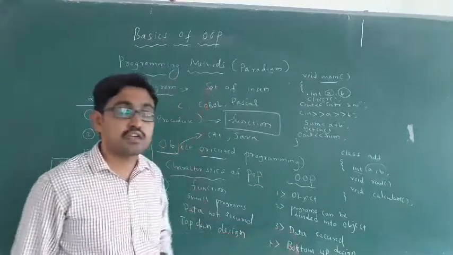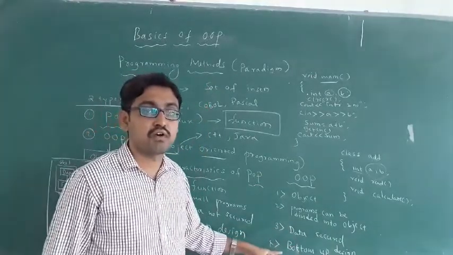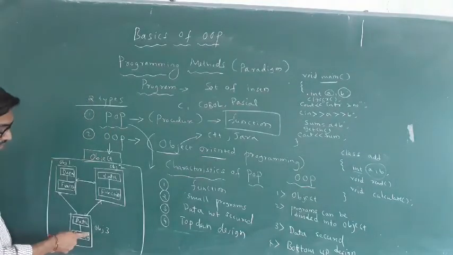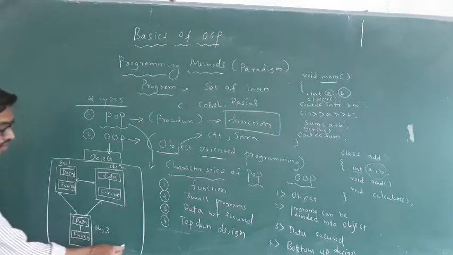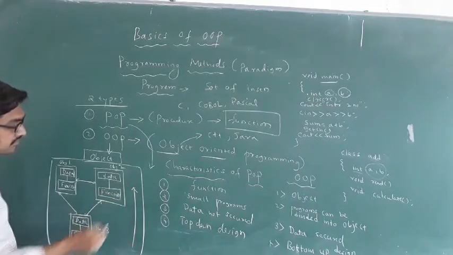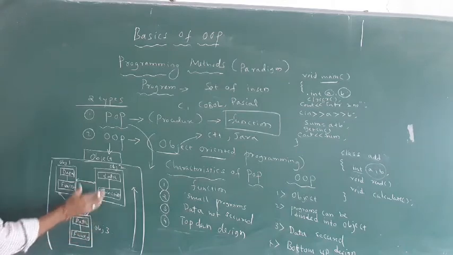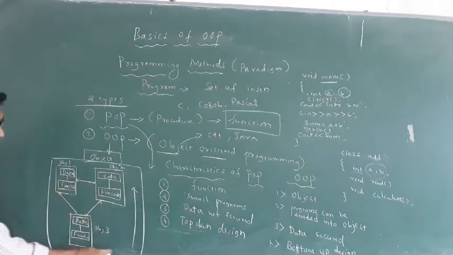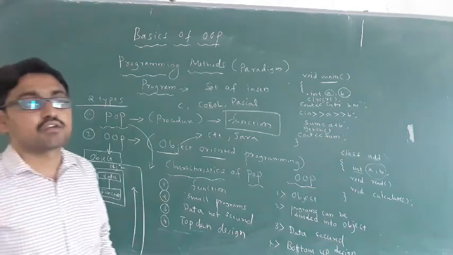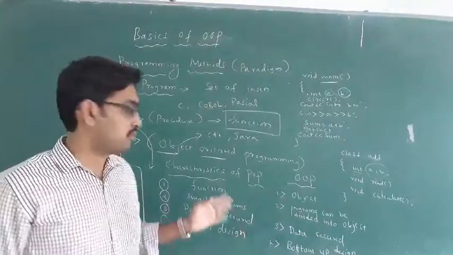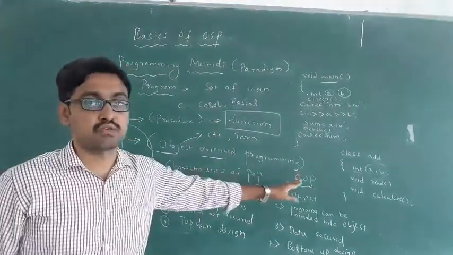Then it follows a bottom up design. Bottom up means the problem is first divided, then you rejoin it. This is called bottom up design. Then in the examination, a 5 marks question says, write the difference between procedure oriented and object oriented.